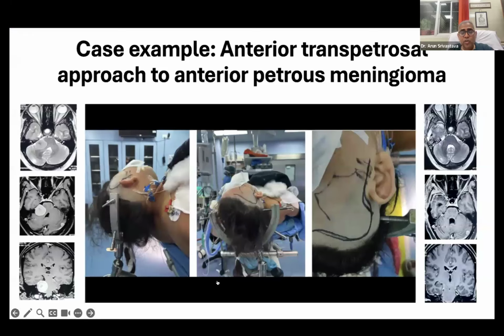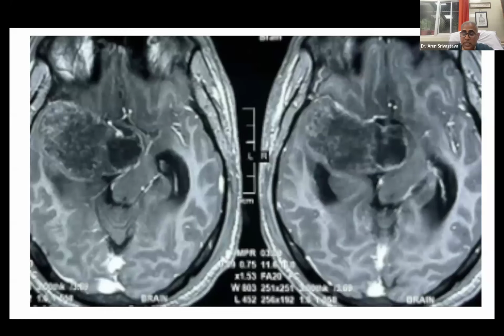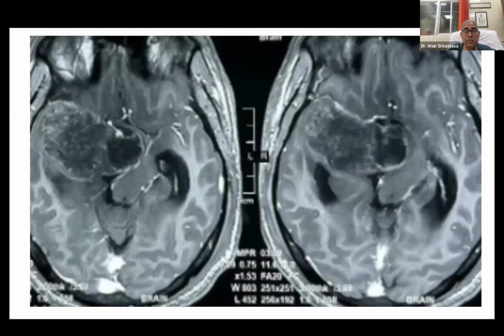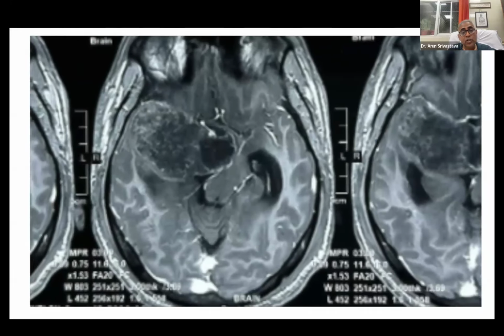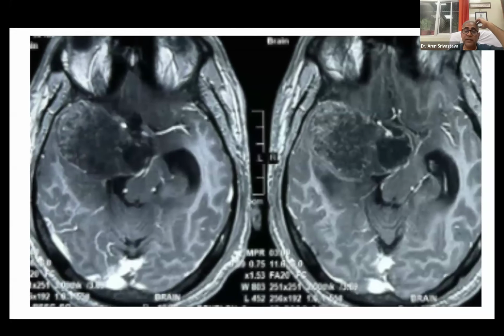So this is one operative video I'll skip because it will be shown. The only thing I want to show here for 1 minute is one very interesting angle of addressing the anterior petrous through a transcavernous approach. How is it possible? It's very simple. I will take the example of a giant petrous chondrosarcoma filling the cavernous sinus, and you will see you can address this petrous area with a transcavernous approach.